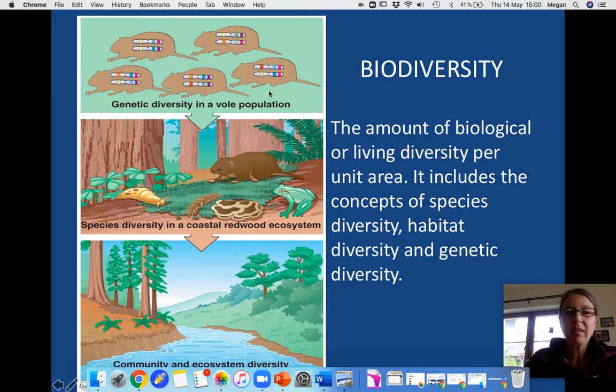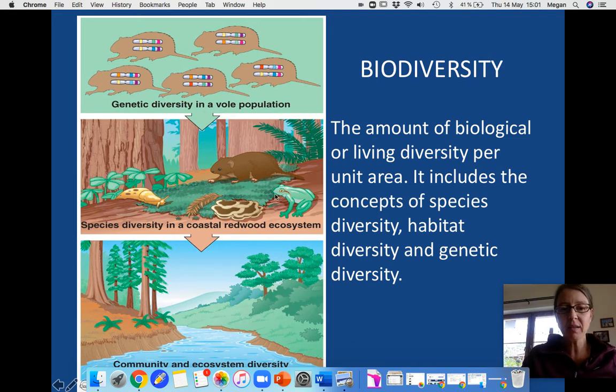So let's say a disease comes in, and if one organism in the population is susceptible to it and everybody's essentially a clone of each other, then everybody's going to be affected by the disease. But if you have a lot of genetic diversity, then there's probably going to be some individuals that aren't affected by that disease that would survive and reproduce. So a lot of genetic diversity gives a population or a species some resilience to extinction.